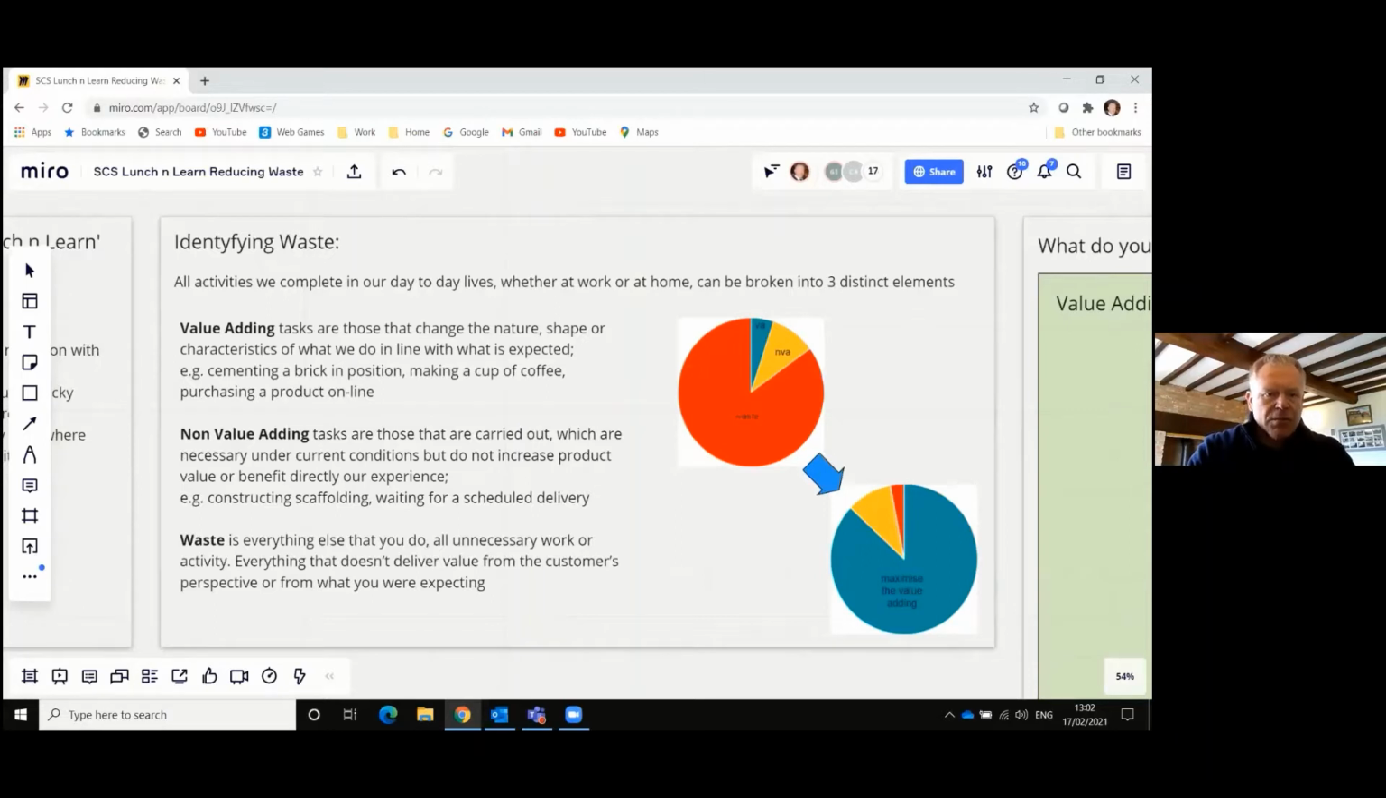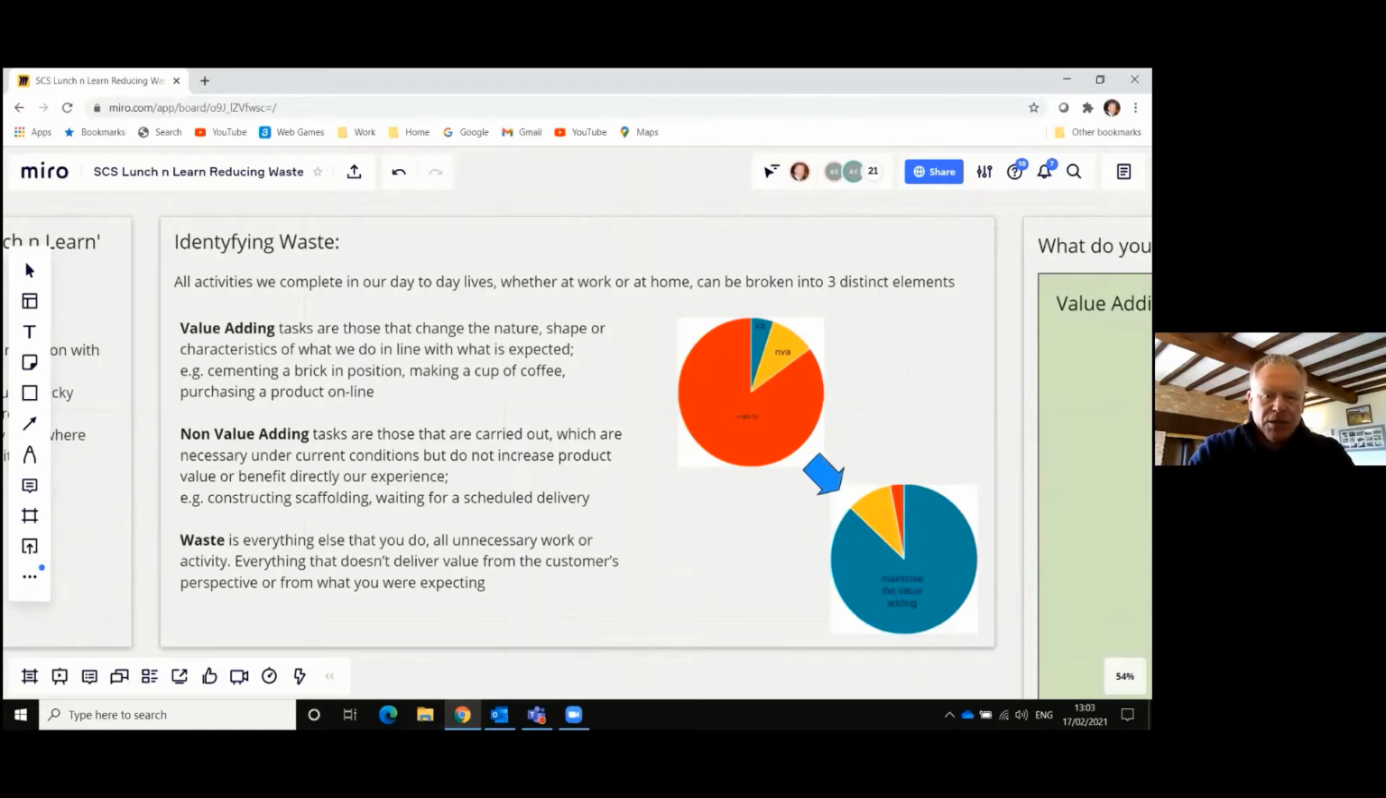So value adding is the stuff that we do that ensures that we deliver what is expected by our end customer. The other element is non-value adding. These are tasks that we carry out that aren't necessarily what the customer wants to pay for or is expected, but they're necessary for us to do what we need to do. For example, constructing scaffolding is something that isn't necessarily value adding to the end product, but it's necessary to get something delivered.